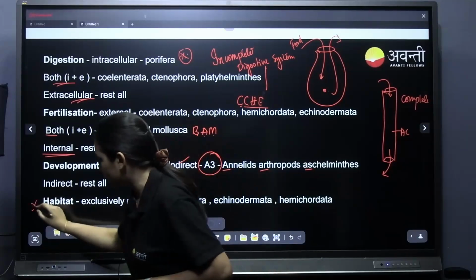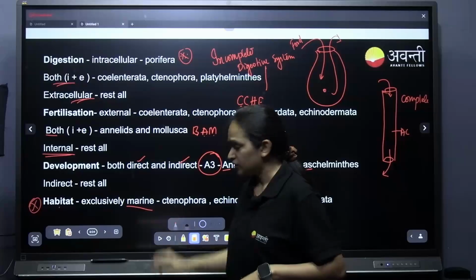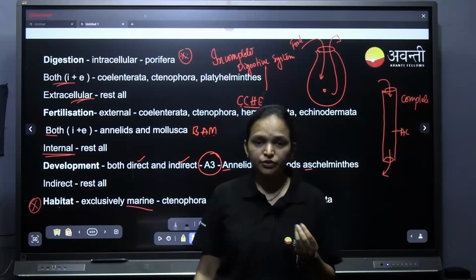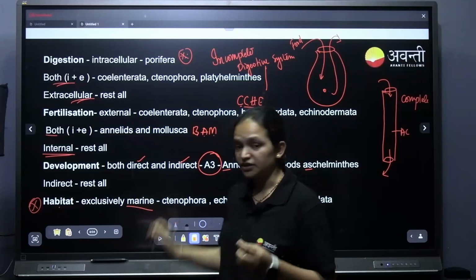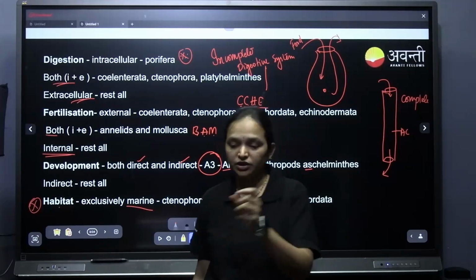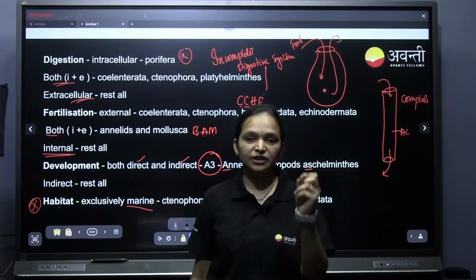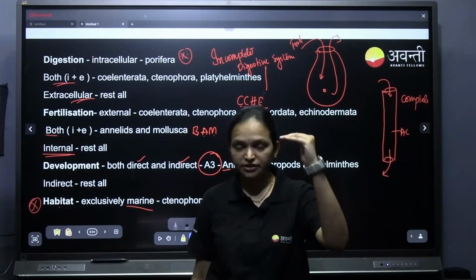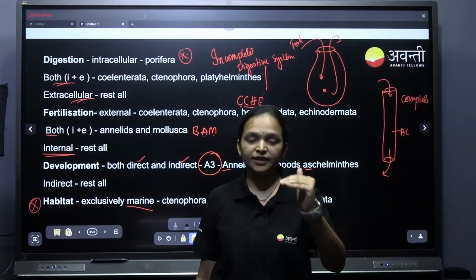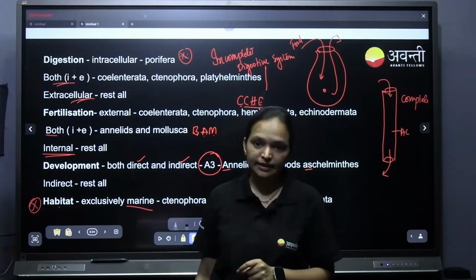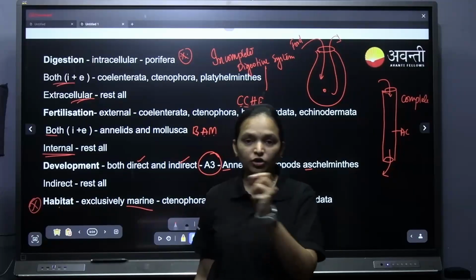This is one of the very important, exclusively marine. In the starting of all phylum, you can see these are marine as well as freshwater, only marine. Such habitat will be mentioned in the starting of the phylum when we are reading it. For example, Porifera, if we are reading, they are marine as well as freshwater, it is mentioned. Some are mentioned exclusively marine or all marine.